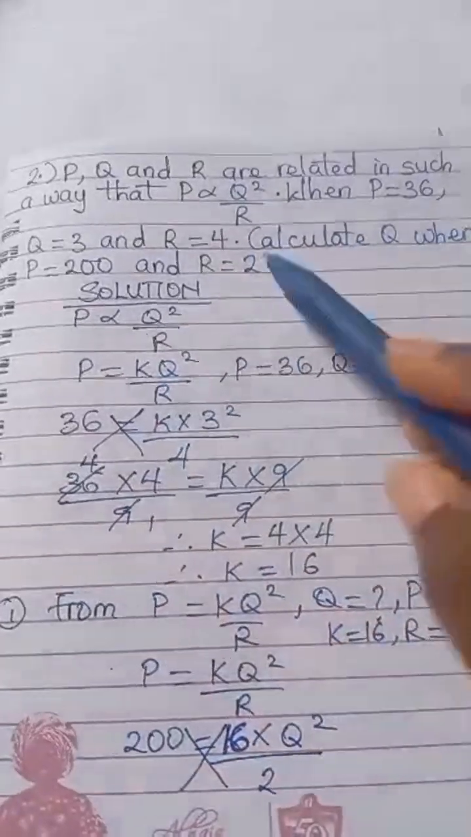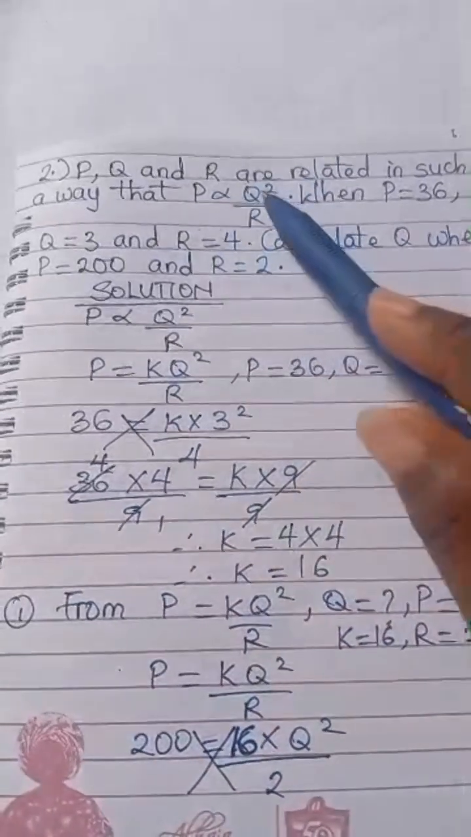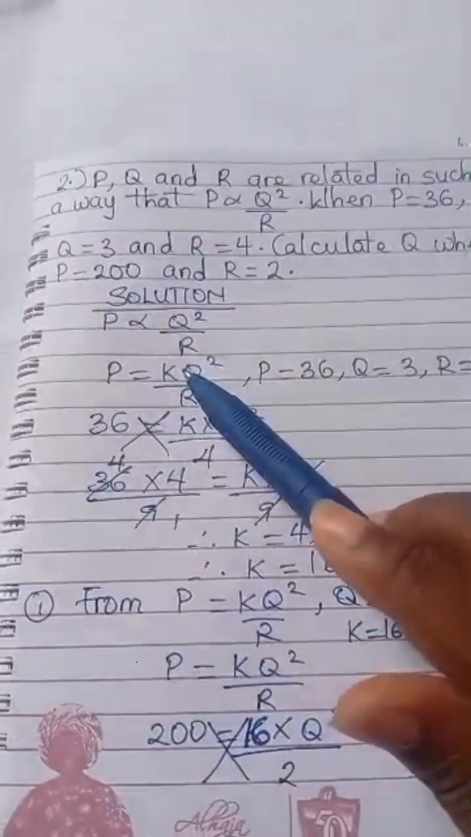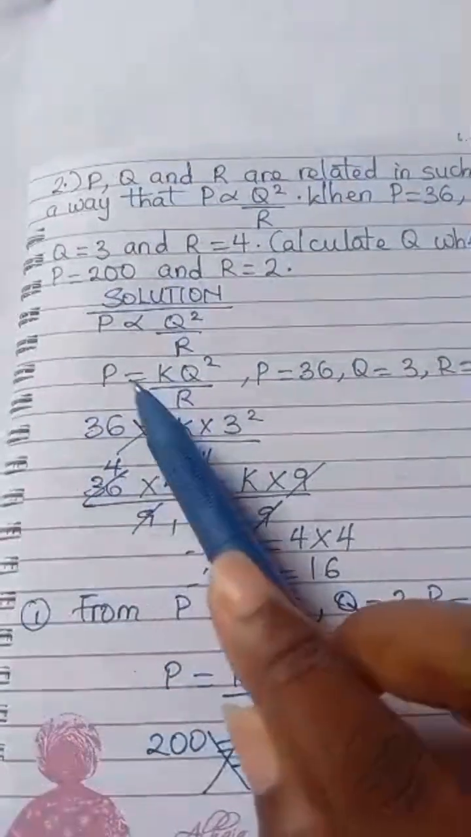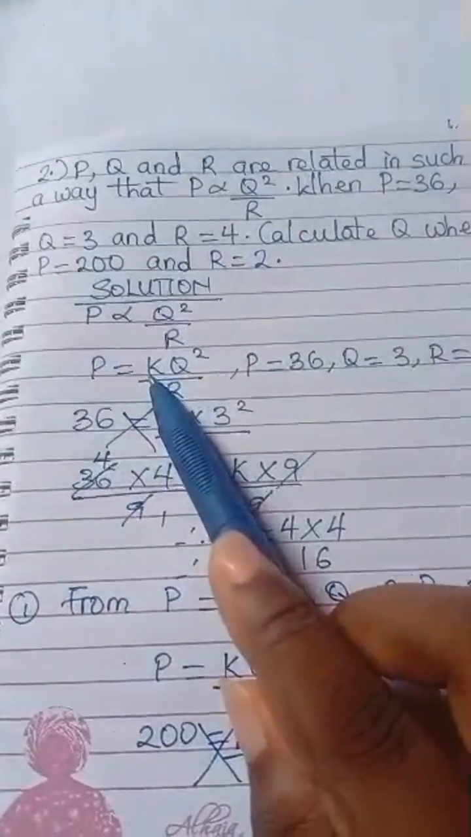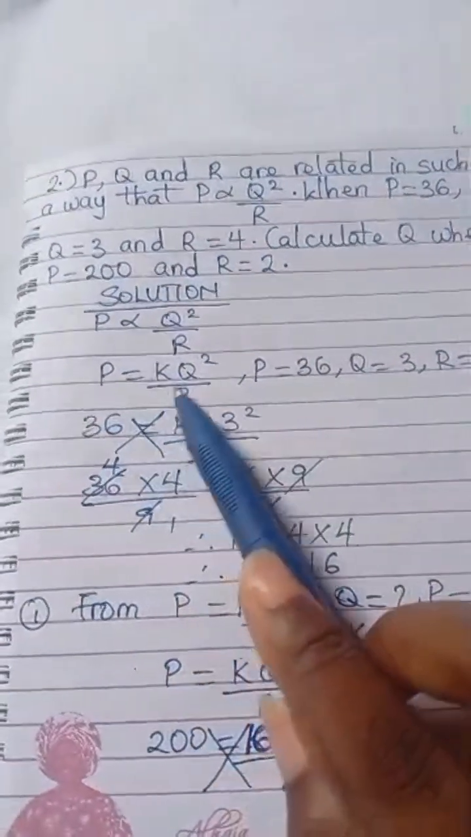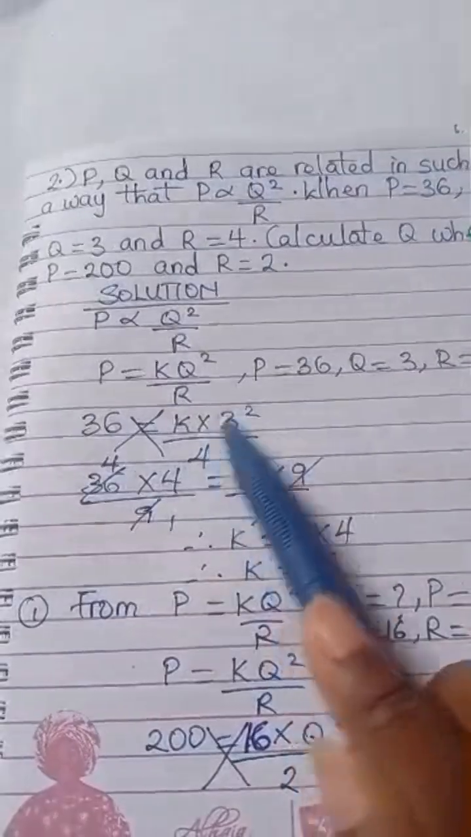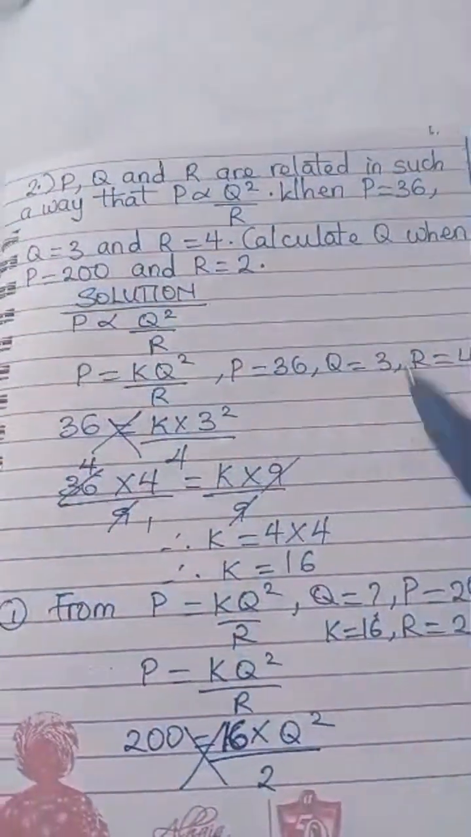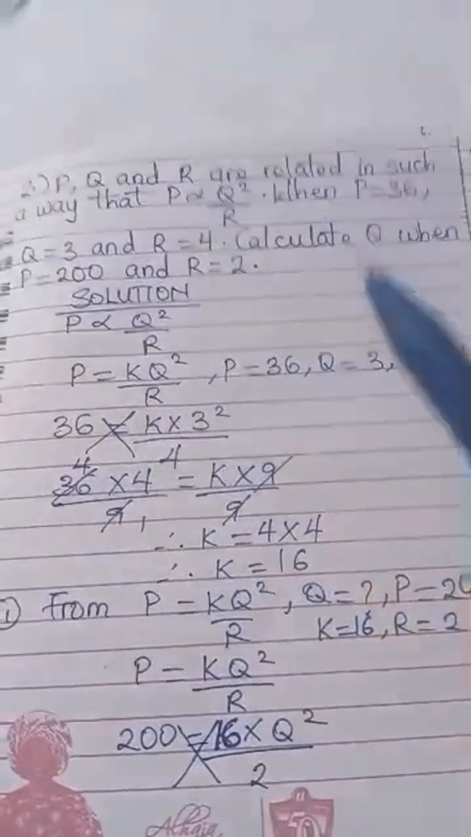Solution. Write down the equation here. P is directly proportional to Q squared and inversely as R. So we introduce our equals to sign. We're going to introduce a constant as usual. So P will now be equal to KQ squared over R. They now told us that P is 36, Q is 3, and R is 4. Let's first solve that one.